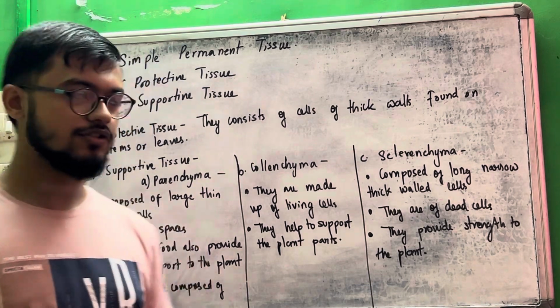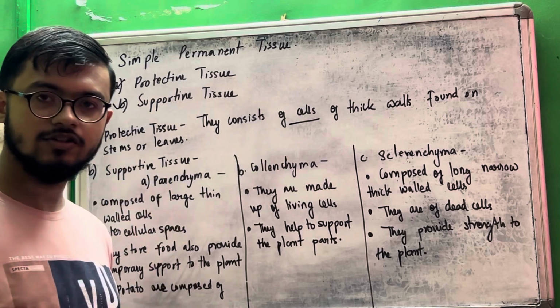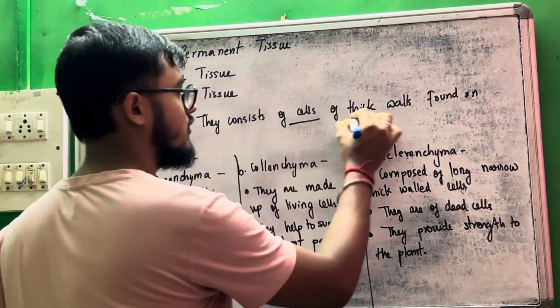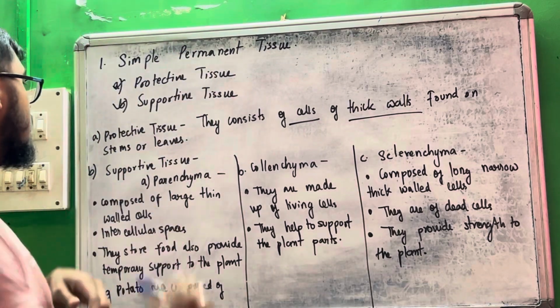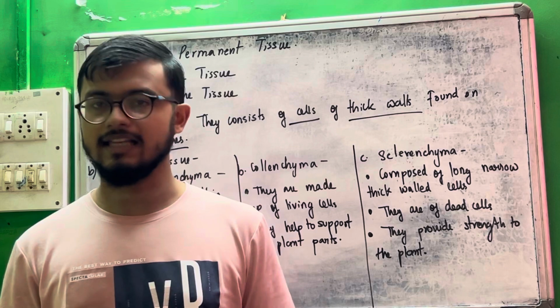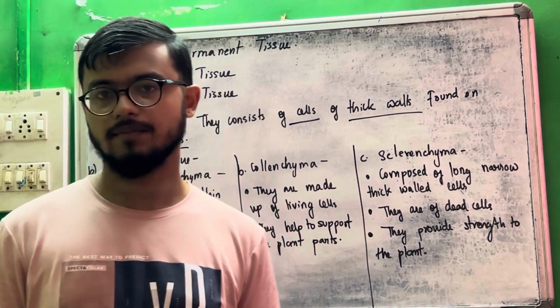What is protective tissue? Protective tissue consists of cells. Which kind of cells are present in protective tissue? Protective tissue consists of cells with thick walls, found on stems or leaves. So these types of tissue are present on stems or leaves. Okay, they are called protective tissue, where the cells are of thin wall.